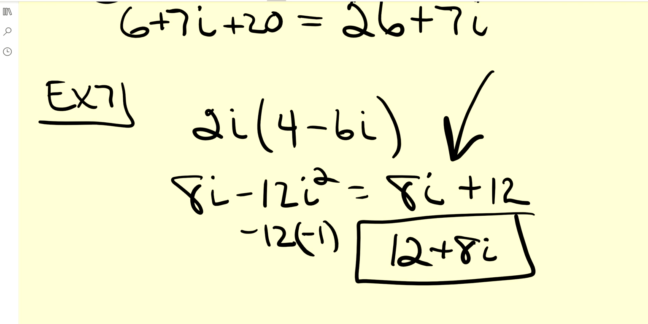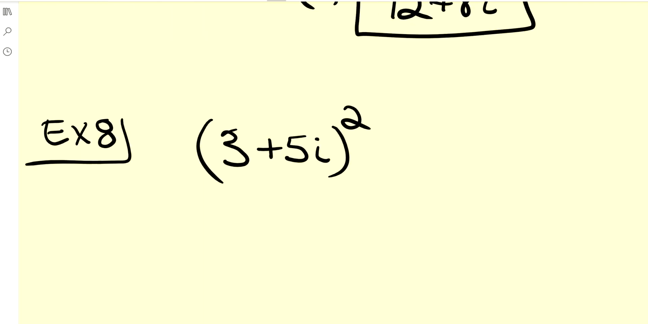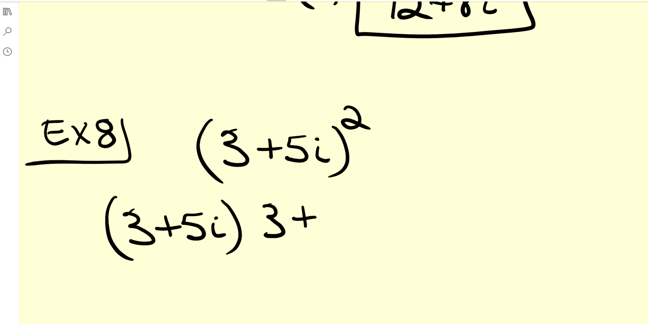Okay, example 8. Here I have my binomial squared, so that means what? It's two 3 plus 5i's. So I'll write this up twice: 3 plus 5i times 3 plus 5i. And then I'll FOIL it.